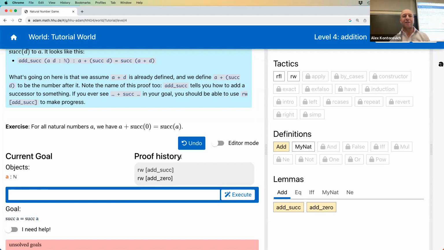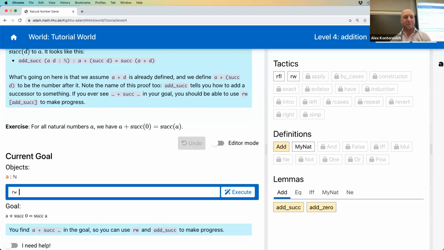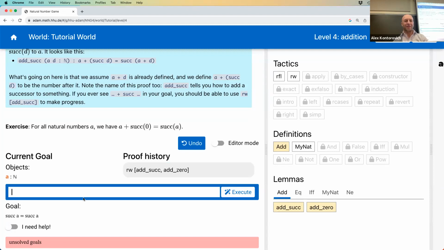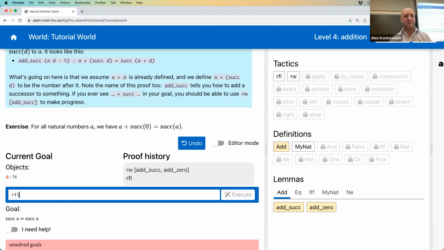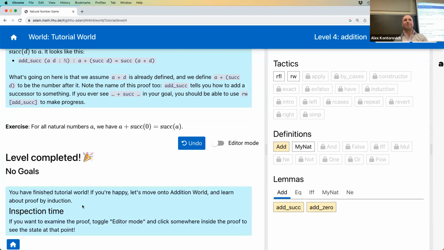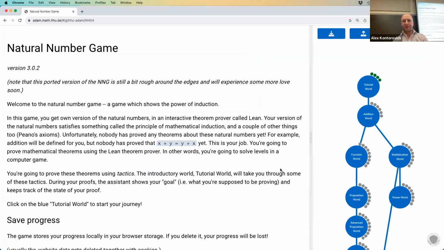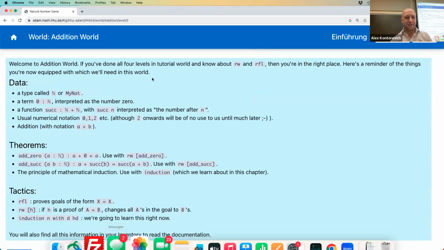By the way, we could have done this in one step. We can rewrite these two things in combination. So let me undo them again. And what did we do first? We did add_succ, and then we did add_zero. And you can do them in combination, and then REFL. We'll close it. Okay? That's tutorial world. Addition world? Any questions? Let's do it.